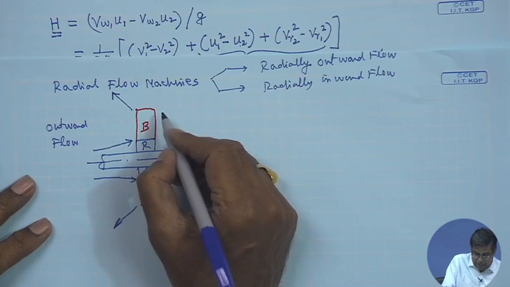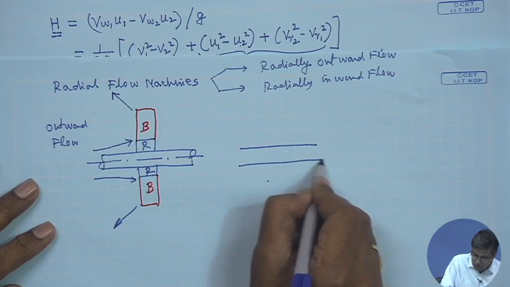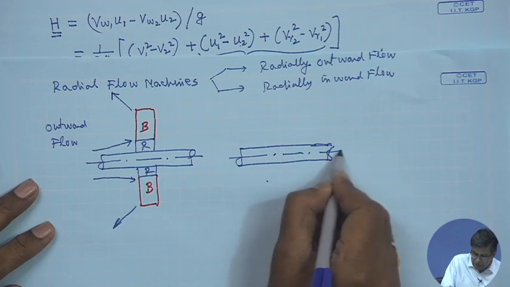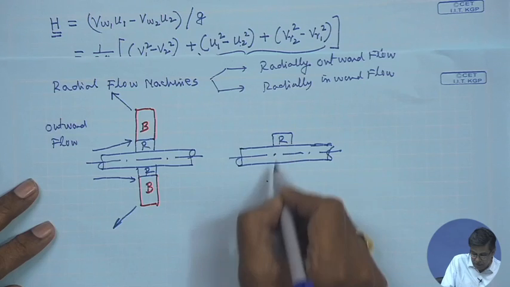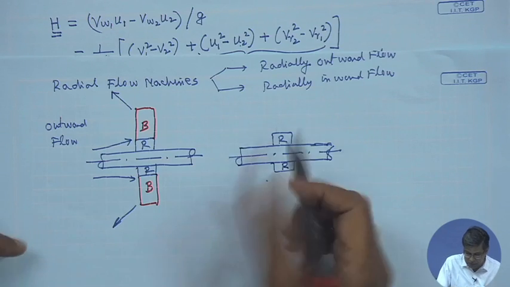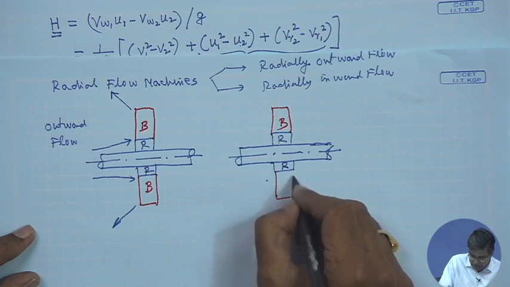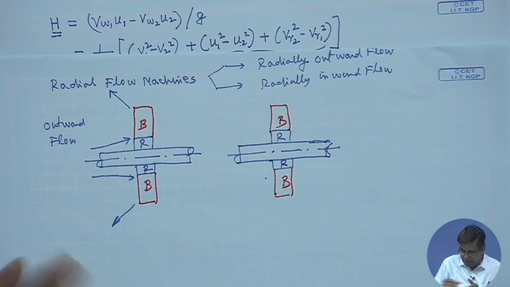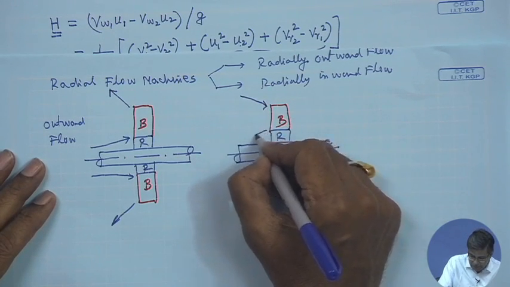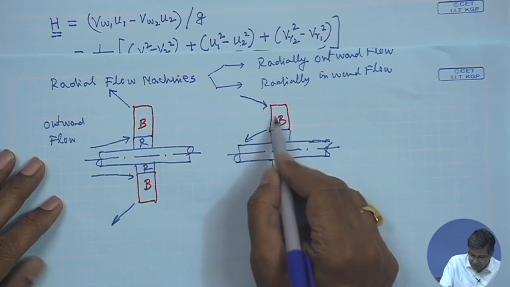Similarly, in a radially inward flow machine, what will be the picture? Radially inward flow machines look like this. This is the rotor, and this is the blade. Radially inward flow is just the opposite. That means the fluid inlet is at a higher radius and it comes to a lower radius. Outward means away from the center of rotation, inward means towards the center of rotation.